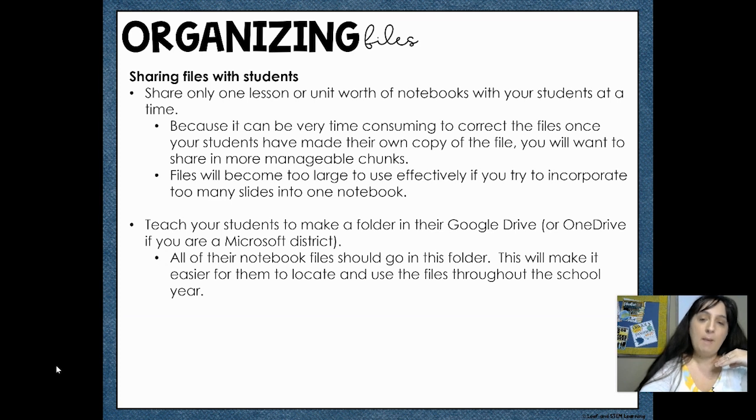And so they can go back in and say, oh, I don't remember this thing about place value. We did that way back at the beginning of the year. They can go into their math notebook folder and find that file to get a refresher about what they did back at the beginning of the school year.